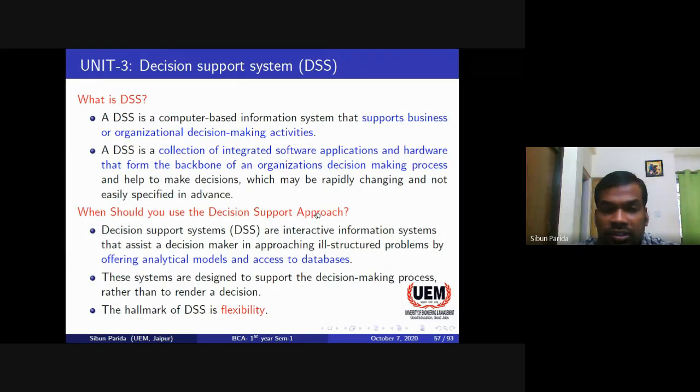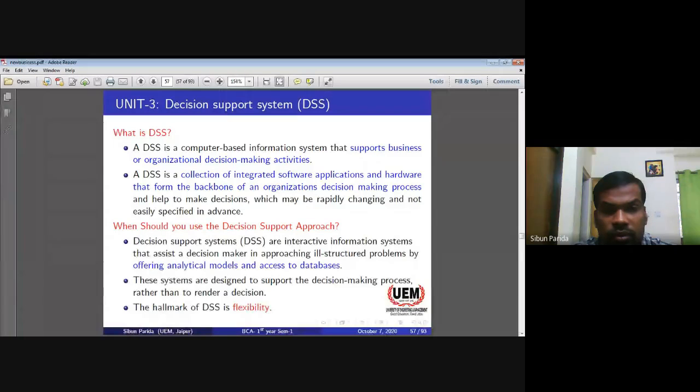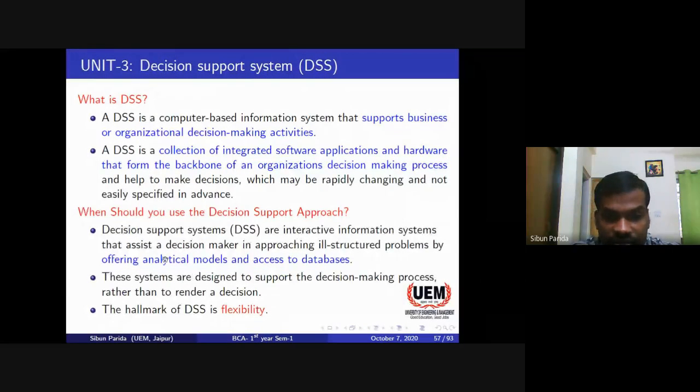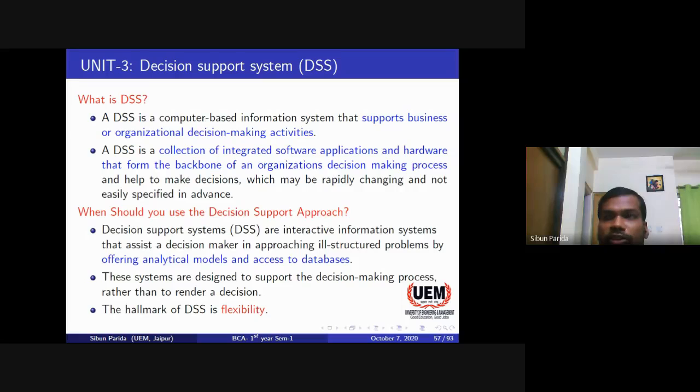Then, when should you use the decision support approach? The decision support approach is a very interactive information system that assists a decision maker in approaching ill-structured problems by offering analytical models and access to the database. That means, suppose I have given you a slide PPT where 5 bulleted points are there, and I have given you 5 different pictures. So what is more interactive?